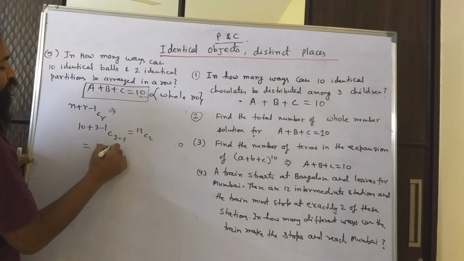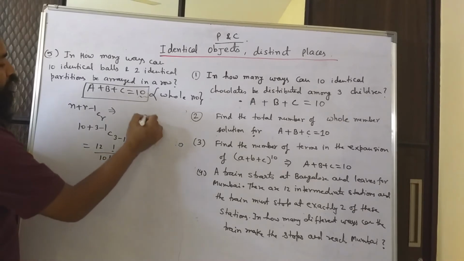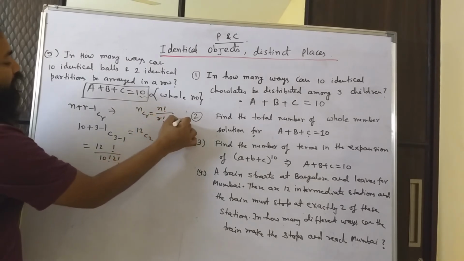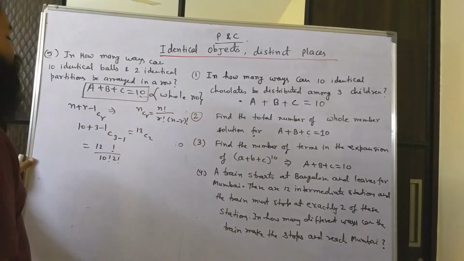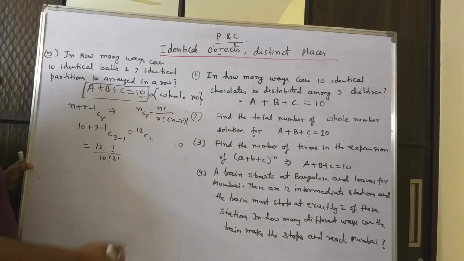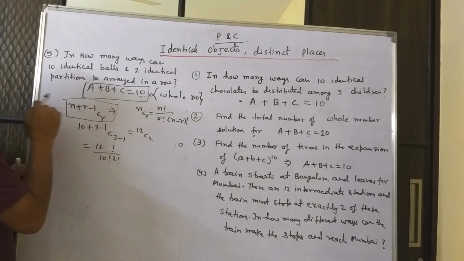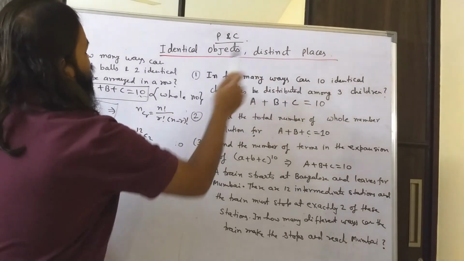which is 12 factorial by 10 factorial 2 factorial, right? Because what is NCR? NCR is n factorial by r factorial (n minus r) factorial. But we will do it in a different way. In fact, we have done it, but I'll just show you again. So this is how you can get the answer if you use the formula. Now understand, this formula is only valid for whole number solutions, or this is valid for identical objects, distinct places. Okay.